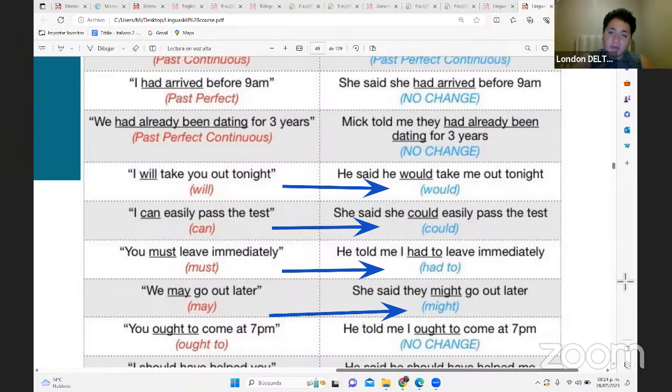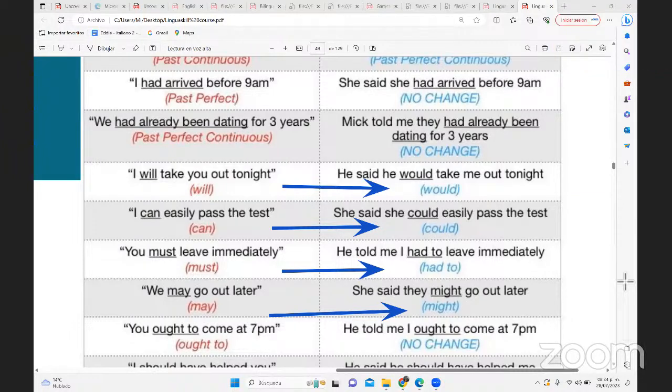And remember that if you are not using a modal verb, you have a tense like the present, so the present changes to the past. The present perfect changes to past perfect. And the past perfect doesn't change because past perfect is the limit. Okay, any questions at the moment?